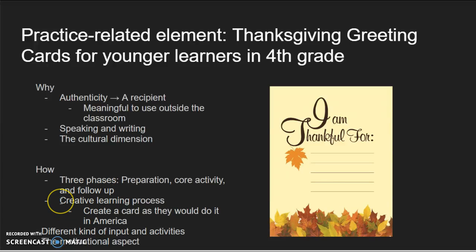I have also done this by creating a creative learning process and ensured that the students are to create a card as they would do it in America. I have added different kind of input and activities. These will be elaborated in my description of task.